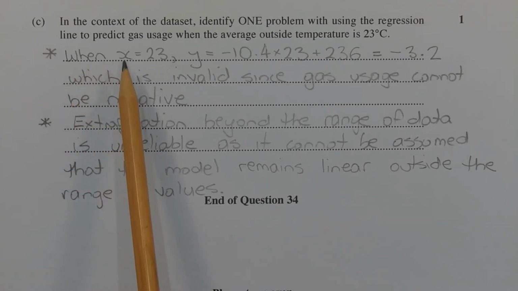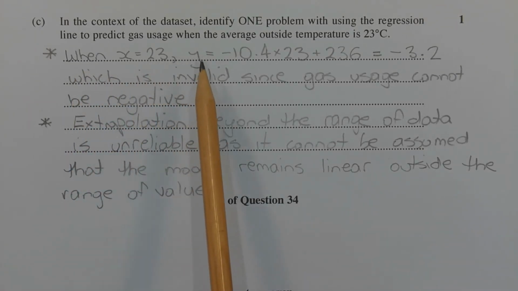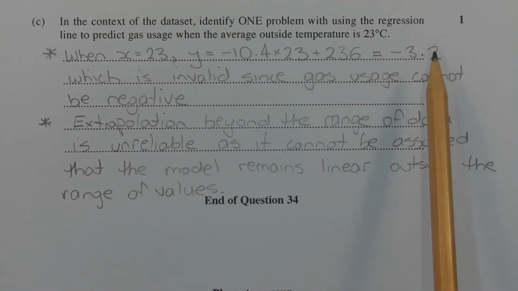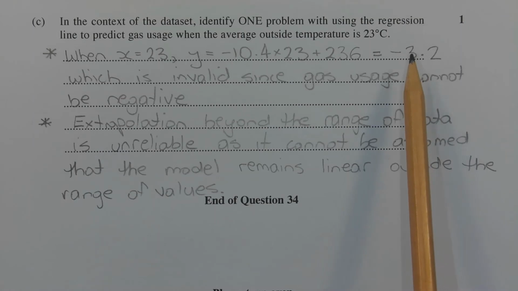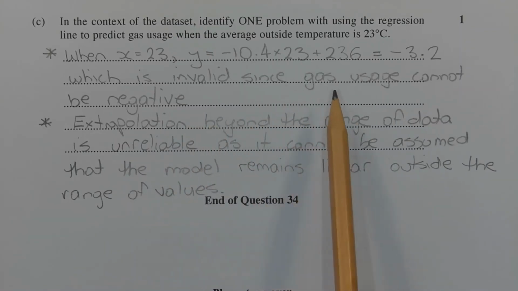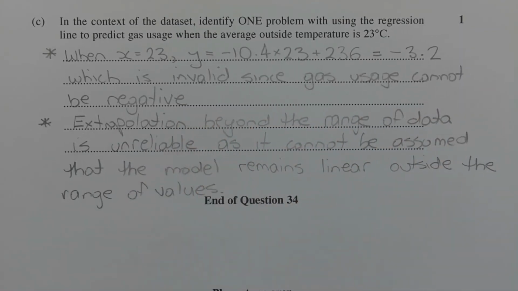Firstly, when x equals 23, using the equation of the regression line that we found in part B, we find that the y value, which represents gas usage, is negative 3.2. And that's a nonsense answer. It's invalid since gas usage cannot be negative. It cannot be less than 0. The other reason is that extrapolation beyond the range of data is unreliable, as it cannot be assumed that the model remains linear outside the range of values given.